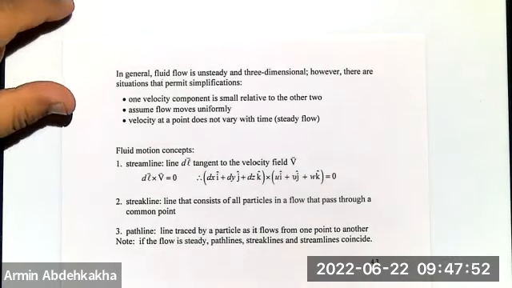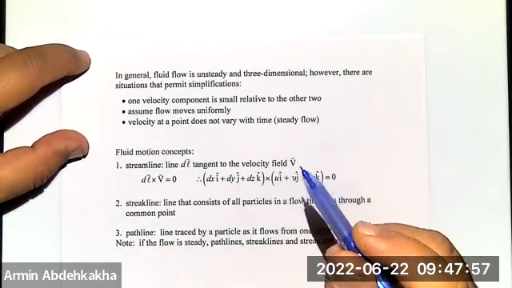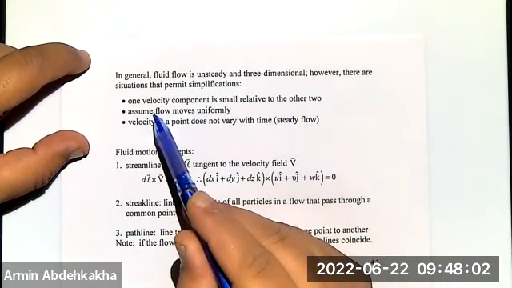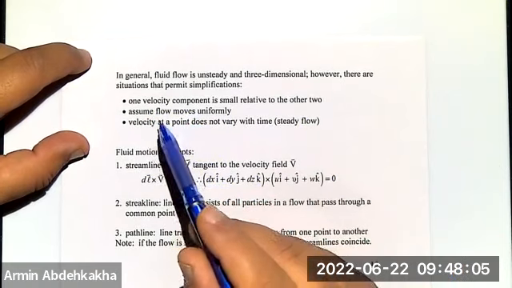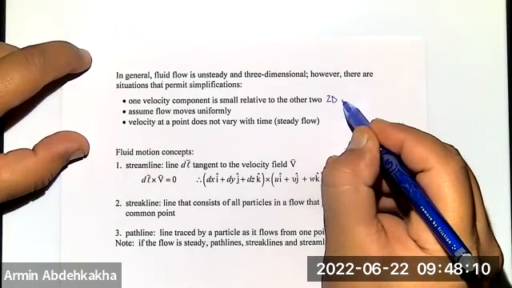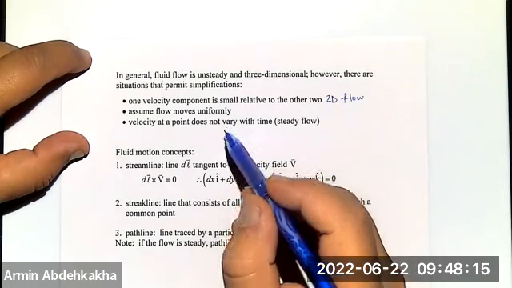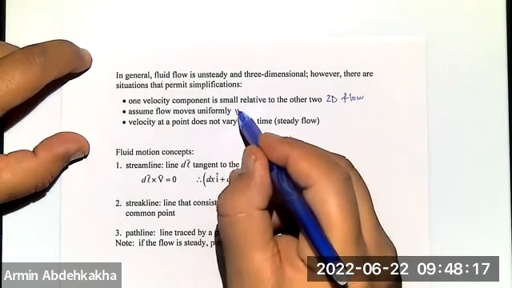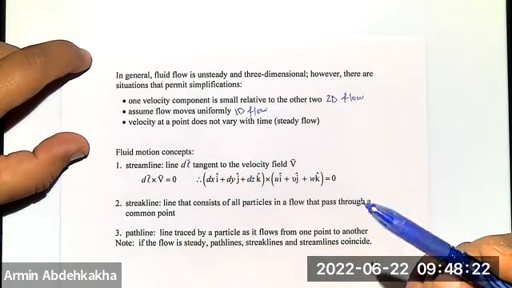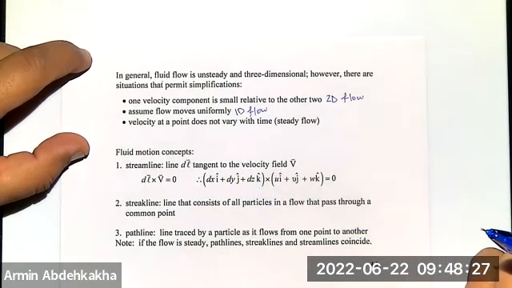Perfect. So one assumption is to assume that the flow is only on a 2D plane, right? 2D plane means that one velocity component, like in the z direction, is very small compared to the other two. So it means that your flow is 2D, okay? The other thing is to assume that the flow moves uniformly. Uniformly means that it is 1D flow. Or also you can say that the velocity at the point does not vary with time, or steady, right?